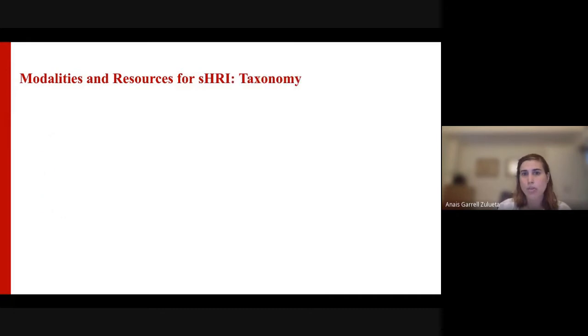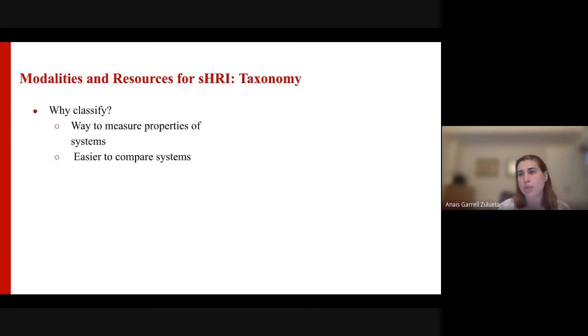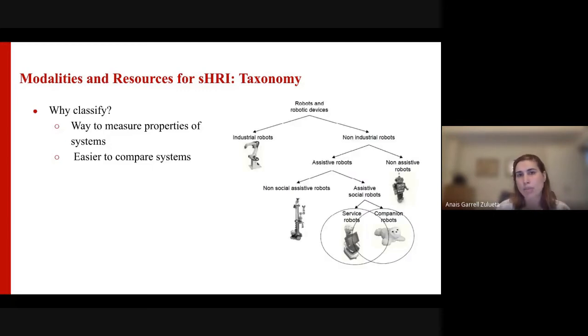Okay, taxonomy. Why do we need to classify this interaction between humans and robots? Because it's a way to measure properties of systems, and it's easier to compare systems. It's very difficult nowadays. If I'm doing, for instance, social navigation with my robot, and I want to study the acceptance of that robot, and I want to compare my framework with another one, we have different hardware. It's very difficult to compare them. So if we classify in some terms, if the robots are in the same class, we can say that we can compare both frameworks.